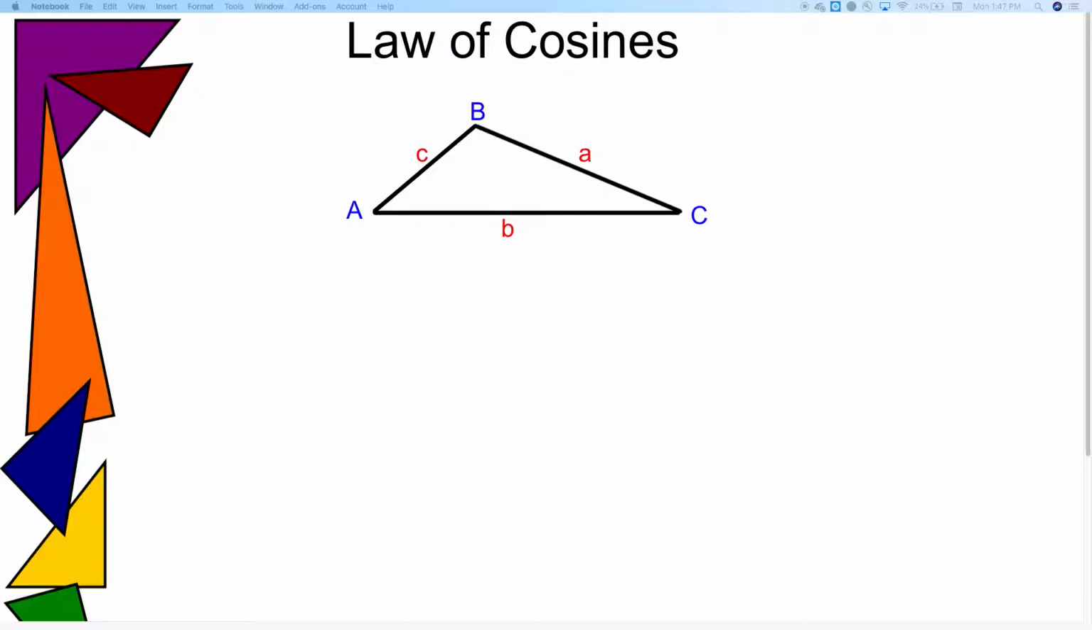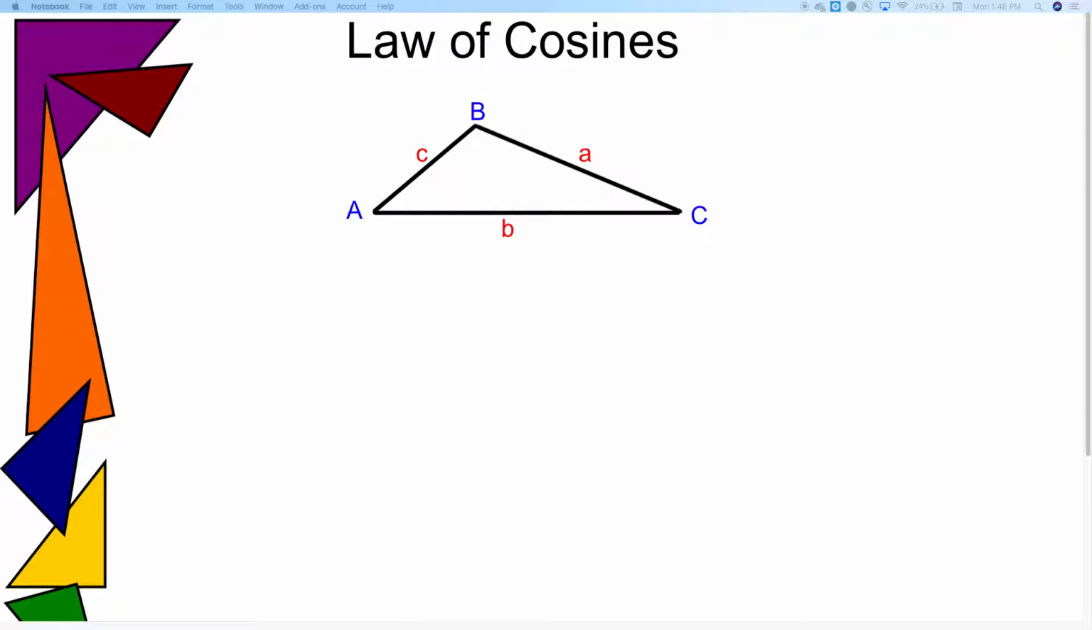So make sure that your side A is opposite angle A, your side B is opposite angle B, your side C is opposite angle C. And remember, just to kind of quickly review from Friday, these are triangles that are not necessarily right. So I don't know that any of those angles are 90 degrees.